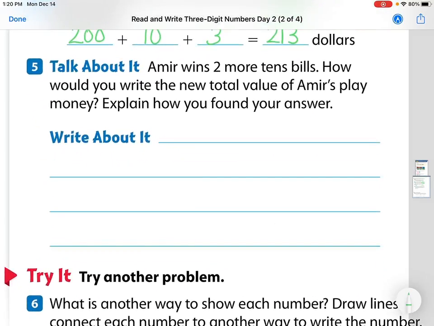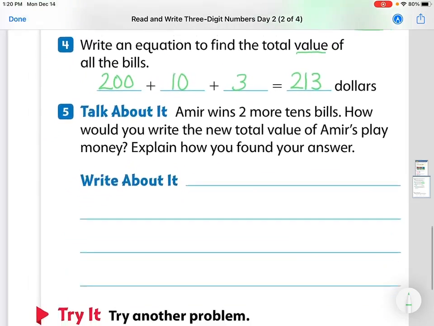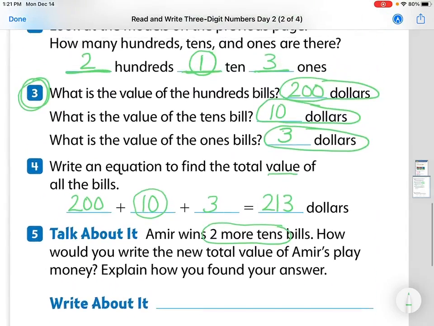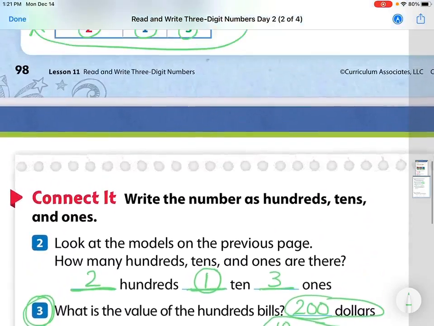And now we're going to move on to this problem. It says Amir wins 2 more tens bills. How would you write the new total value of Amir's play money? Explain how you found your answer. So think about it. He won 2 more tens bills. Okay? This is showing he has 1 tens bill. But now we have to get 2 more tens.